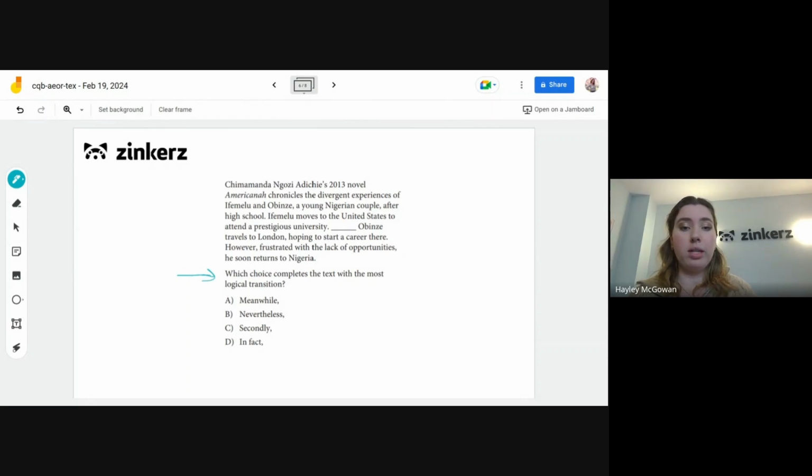All right, so looking at our passage, we have Chimamanda Ngozi Adichie's 2013 novel Americana chronicles the divergent experiences of Ifemelu and Obinze, a young Nigerian couple, after high school. Ifemelu moves to the United States to attend a prestigious university. Obinze travels to London, hoping to start a career there. However, frustrated with the lack of opportunities, he soon returns to Nigeria.